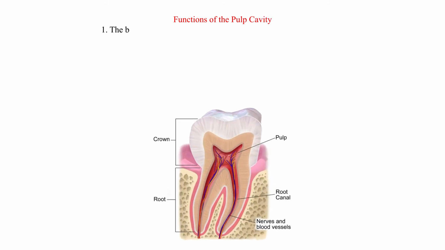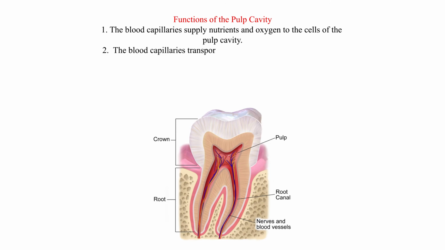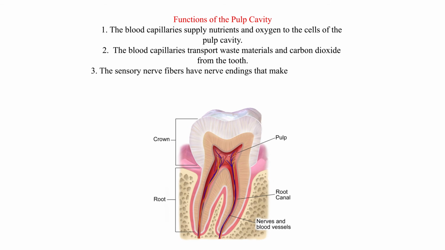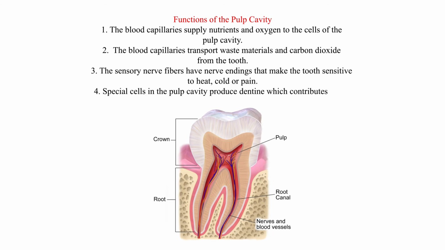Functions of the pulp cavity. 1. The blood capillaries supply nutrients and oxygen to the cells of the pulp cavity. 2. The blood capillaries transport waste materials and carbon dioxide from the tooth. 3. The sensory nerve fibers have nerve endings that make the tooth sensitive to heat, cold or pain. 4. Special cells in the pulp cavity produce dentine which contributes to the bulk of the tooth.